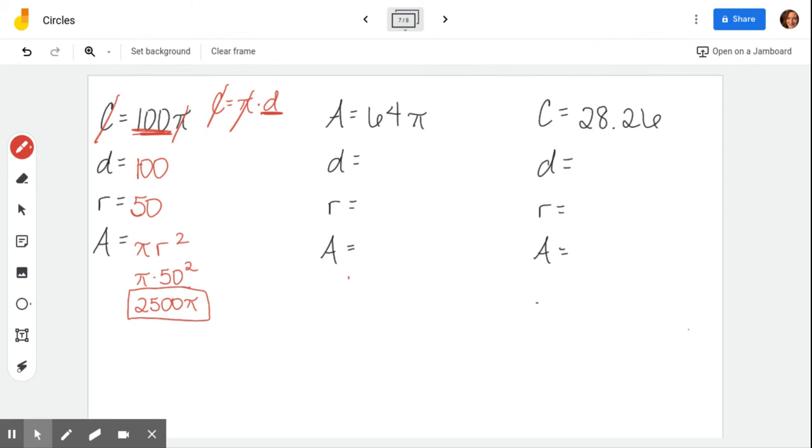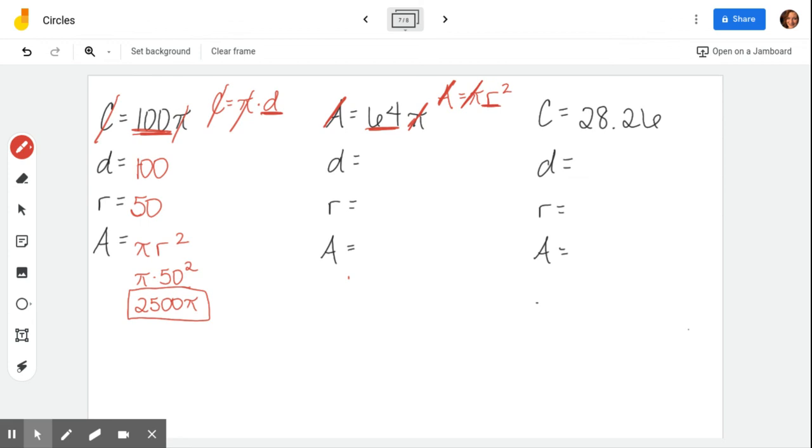Okay, next one. Area equals 64 pi. I know area is the same thing as pi r squared. So look, the A's match. The pi's match. That means 64 must be the same thing as r squared. It doesn't mean 64 is r. It means whatever I take times itself, I get 64 for my answer.